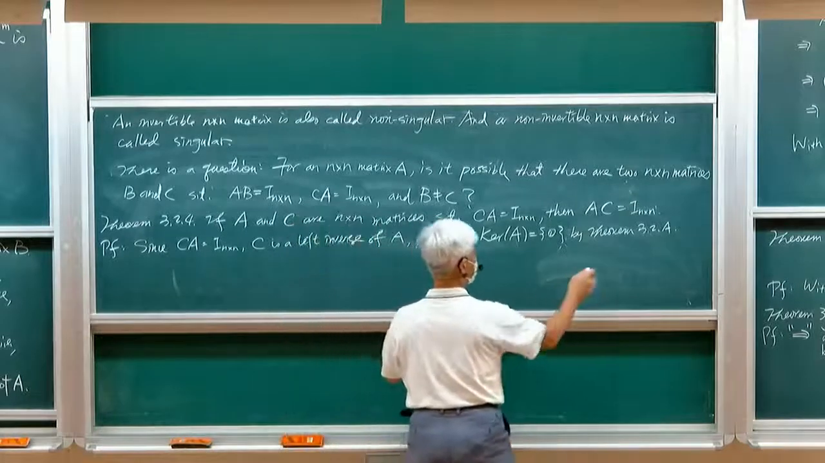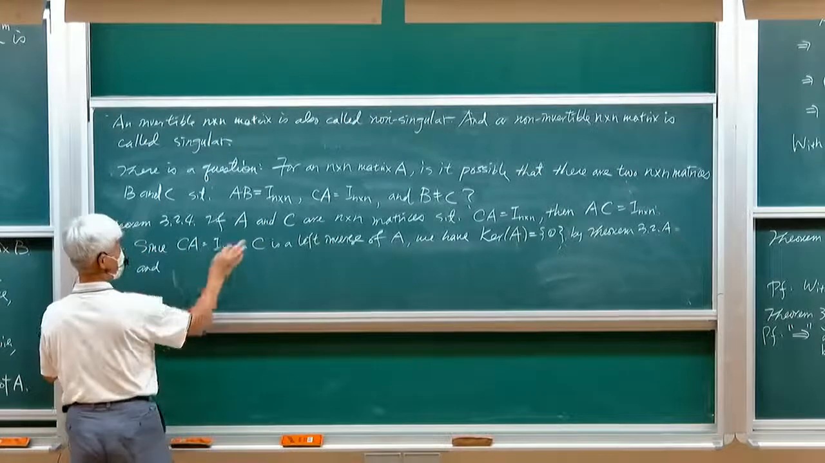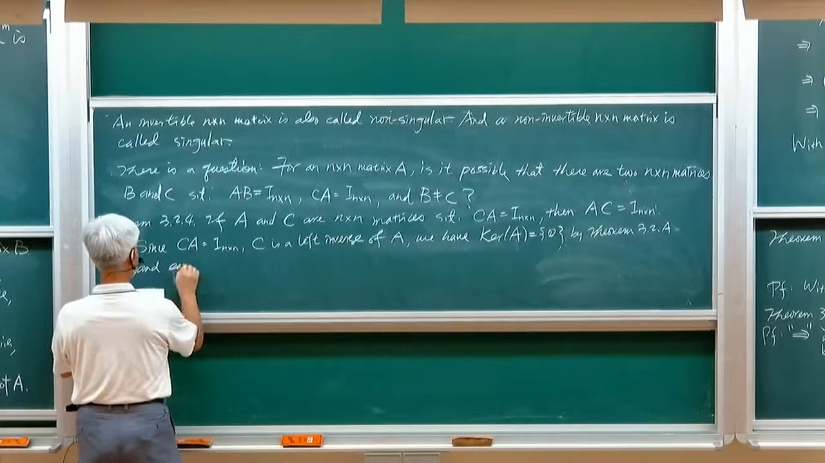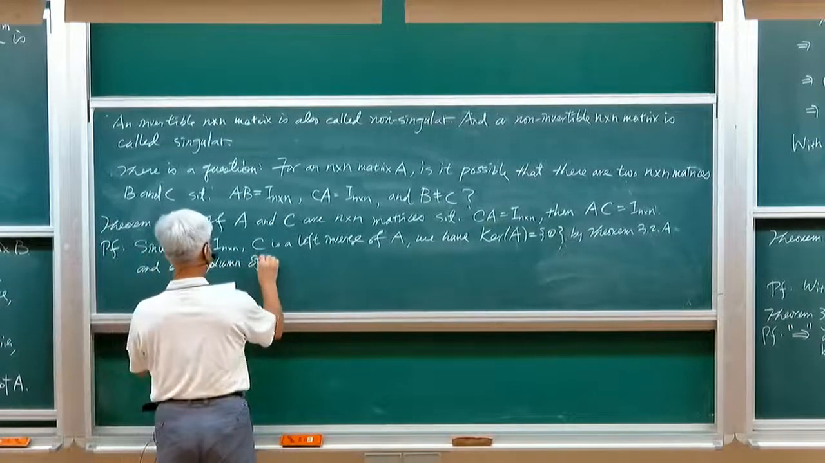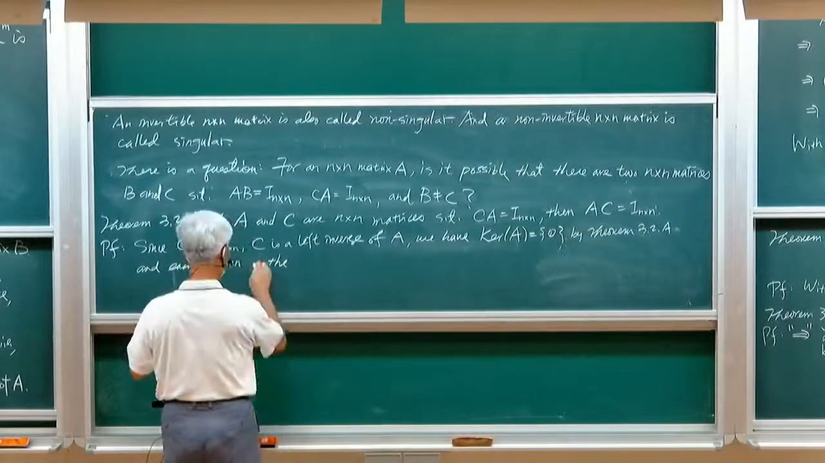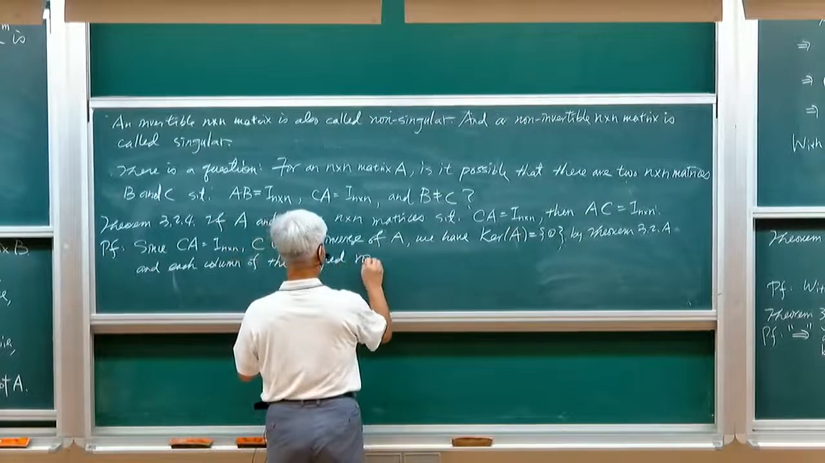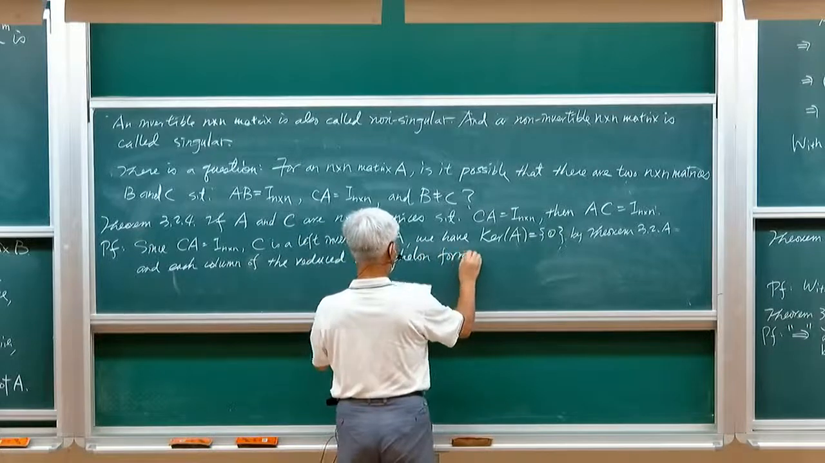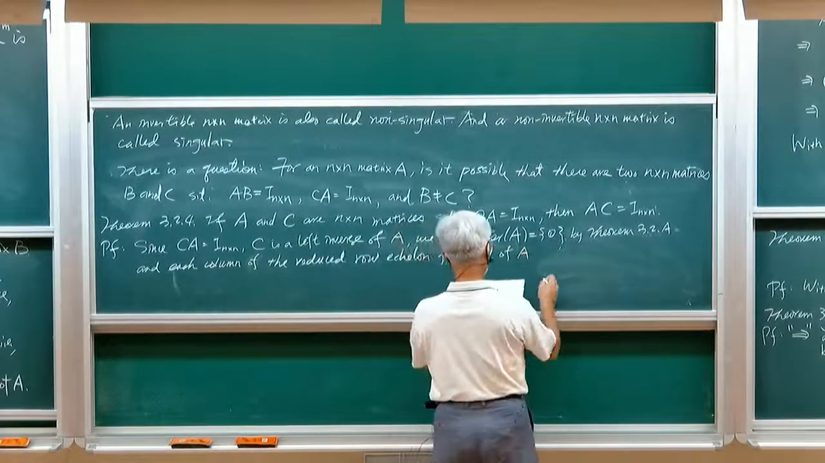All right, and now, because the kernel of A is trivial, each column of the reduced row echelon form U of A has a pivot.